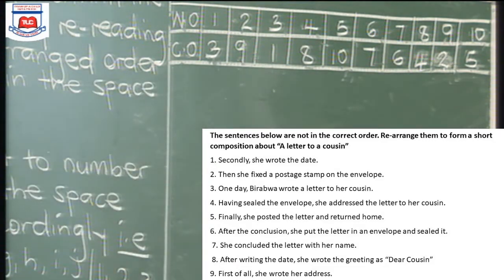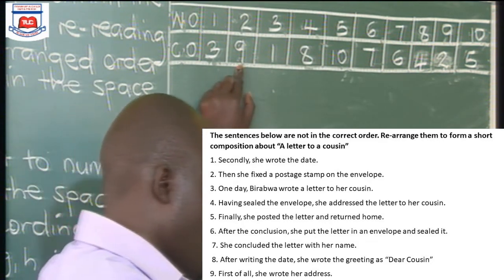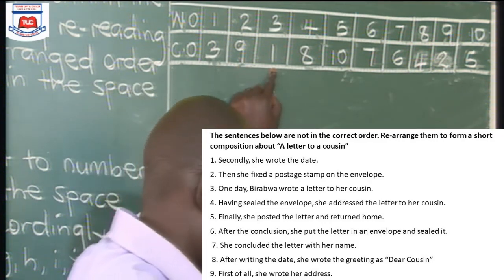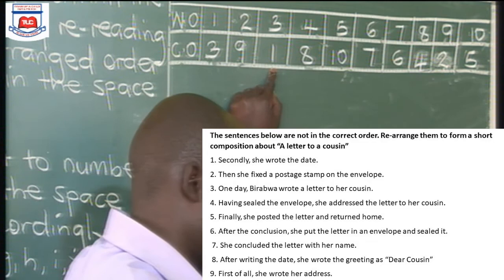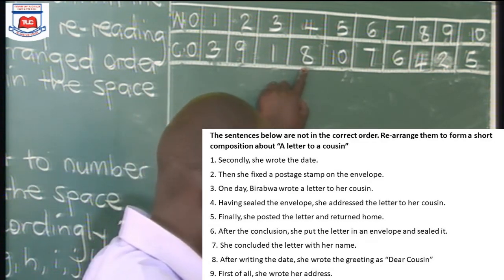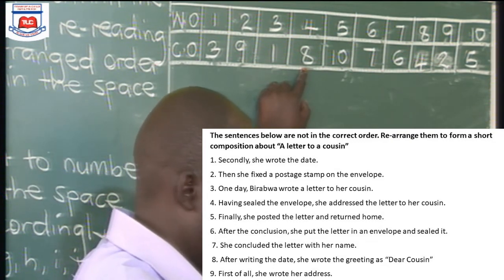So let's go through our order. Number 1 is number 3. It reads, one day, Birabwa wrote a letter to her cousin. Our number 2 is number 9. First of all, she wrote her address. Our number 3 is number 1. Secondly, she wrote the date. Our number 4 is number 8. After writing the date, she wrote the greetings as dear cousin.